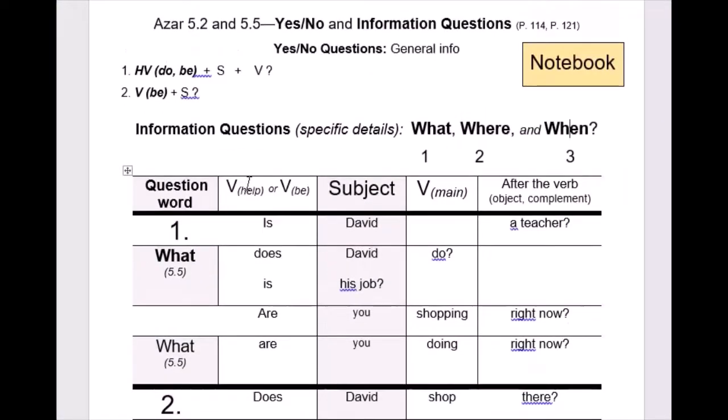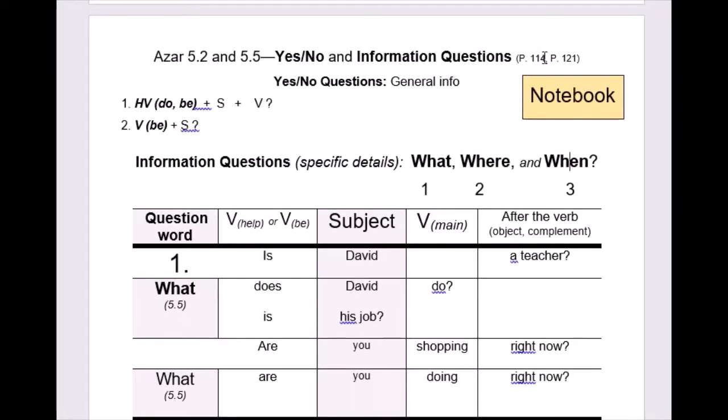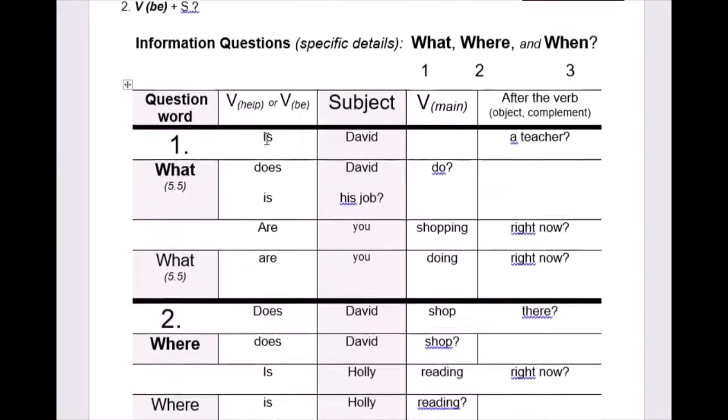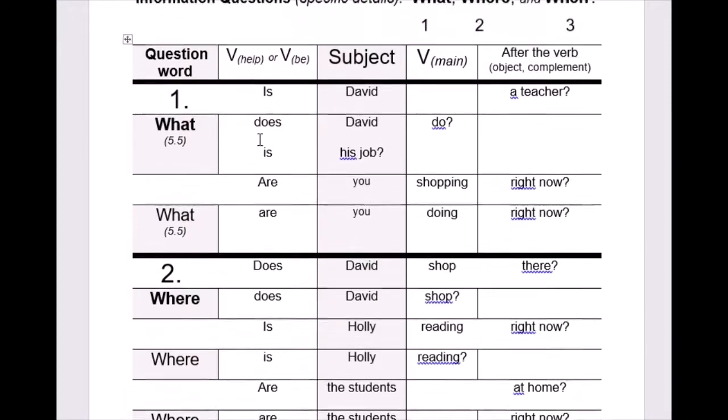This is similar to page 114 in Azar. It's Azar 5.2. And as an example, what is used to give more information about my job. It says, as a yes or no question I have, is David a teacher? What does David do? What is his job? Okay.